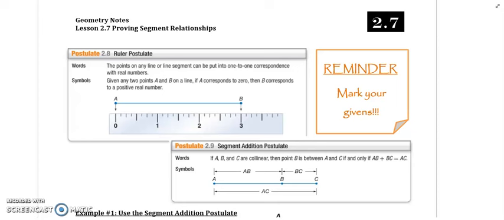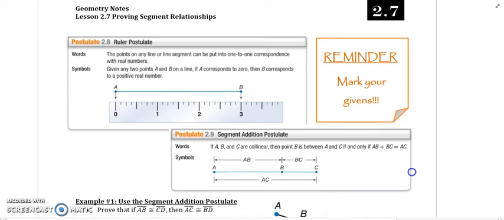Today we're going to do 2.7, proving segment relationships. So this is building off of what we did last week with starting our two-column proofs with our algebraic proofs, solving for x and all of that. The only difference here is we're going to be using segments, and then the next lesson we'll be using angles. Still two-column proofs, so statements on the left, reasons on the right, and we number both columns.